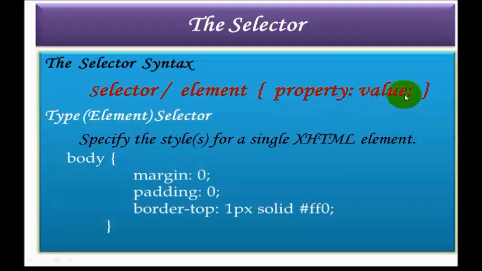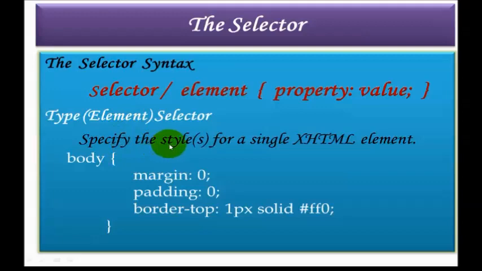After giving the value, you want to close it by using a semicolon. If you have any other property here, you can start with it, or else you just close the syntax with curly braces. So, the type element selector. First, now we are going to use an element as a selector, to specify the style for a single HTML element. If you use an HTML element, it specifies what it will do.